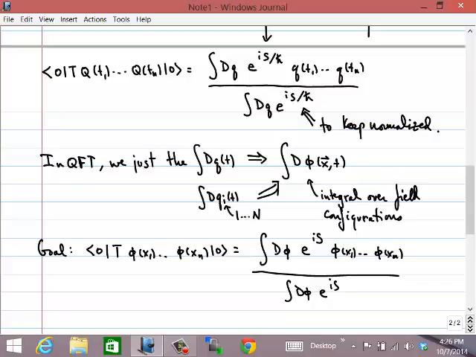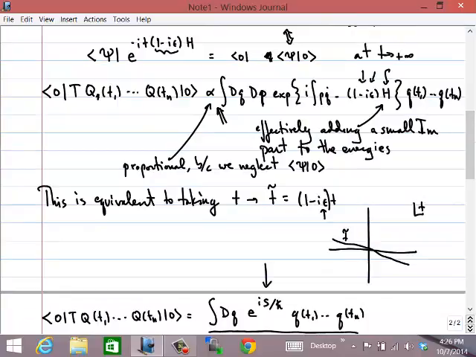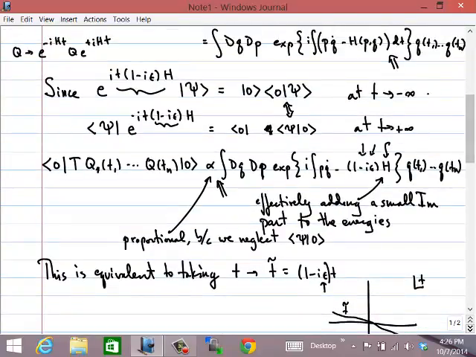Are you taking the limit in which t goes to infinity to get the vacuum? That's right. So notice that in order for this Euclidean continuation trick, this i epsilon trick to work, I really have to take t initial to minus infinity and t final to plus infinity.